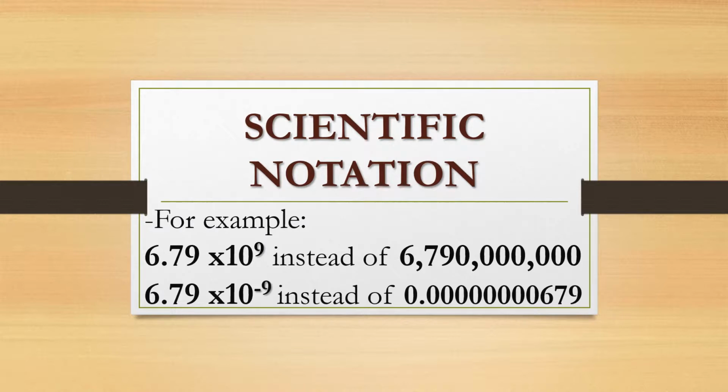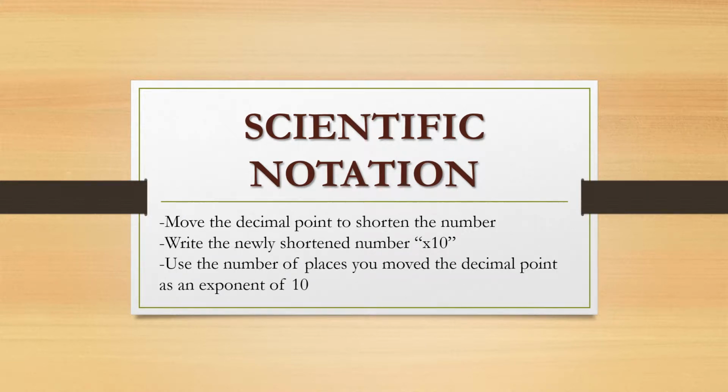Here are some examples. You have 6.79 times 10 to the ninth instead of 6,790,000,000, and 6.79 times 10 to the negative ninth instead of 0.000000000679. So the steps are fairly easy.